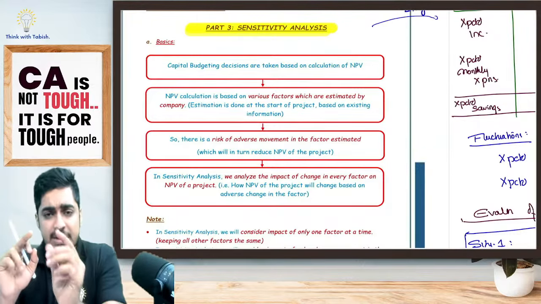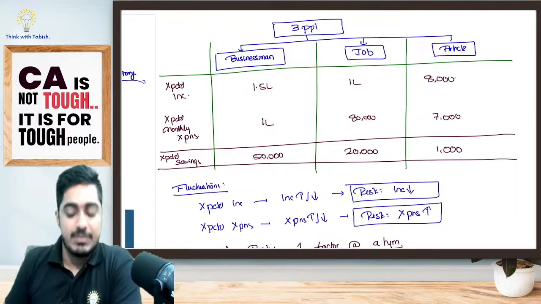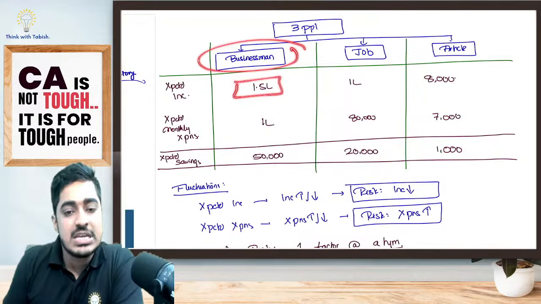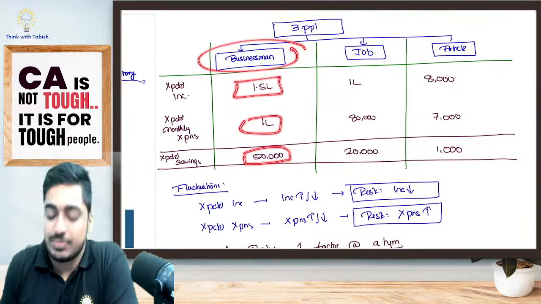Sensitivity analysis, we will be spending a good amount of time here. Pay attention. Simple. Imagine there are 3 people. One businessman is there. He is earning monthly 1,50,000. His monthly expense is 1 lakh. That means how much he is saving? 50,000 he is saving. Okay.